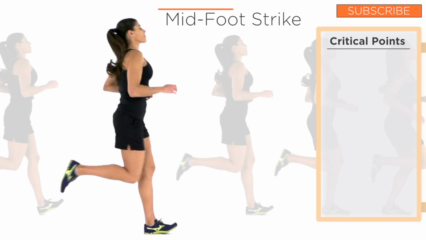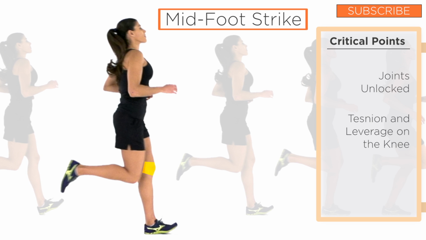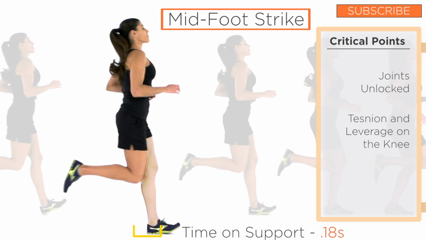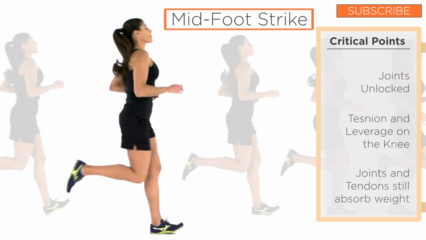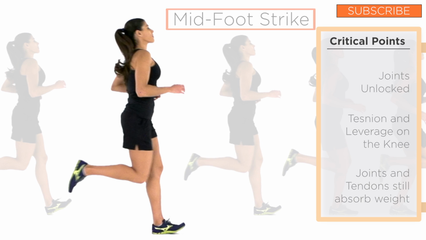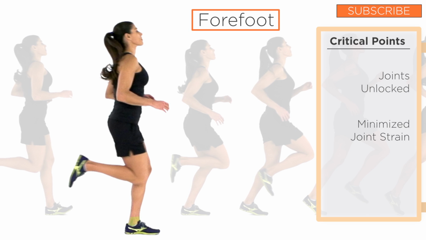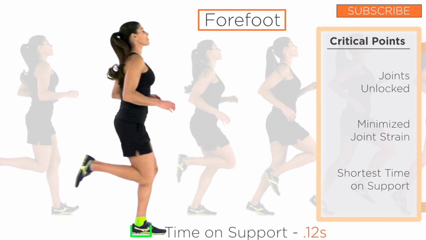When you midfoot strike, the joints aren't locked, but there is tension and leverage on the knee. Time on support is reduced, but the joints and tendons still absorb weight longer than they should. Also, as mentioned before, it's very difficult to consistently reproduce a midfoot landing. The forefoot strike leaves the joints unlocked and minimizes the joint strain. It also leaves you with the shortest time on support, making this the desired landing option.